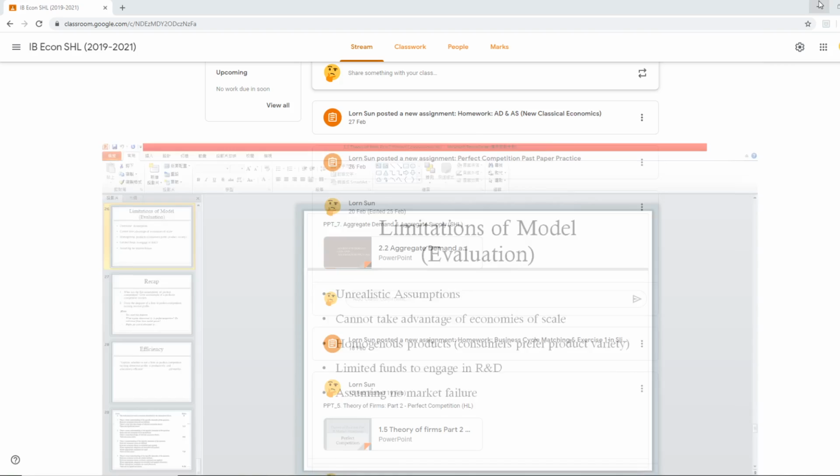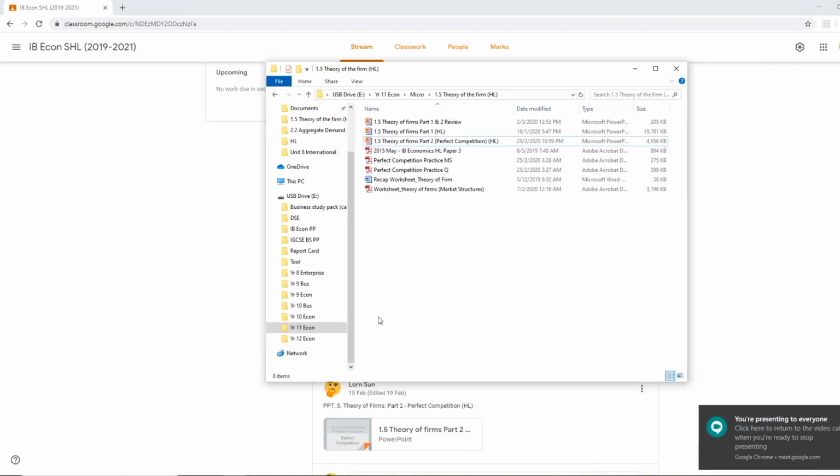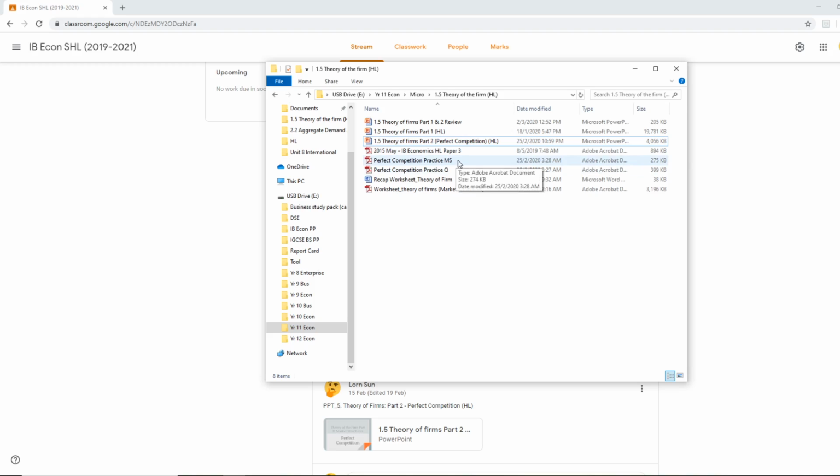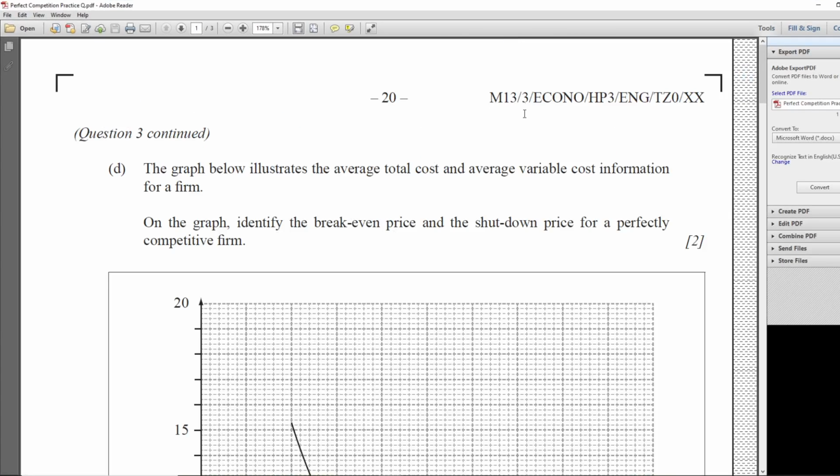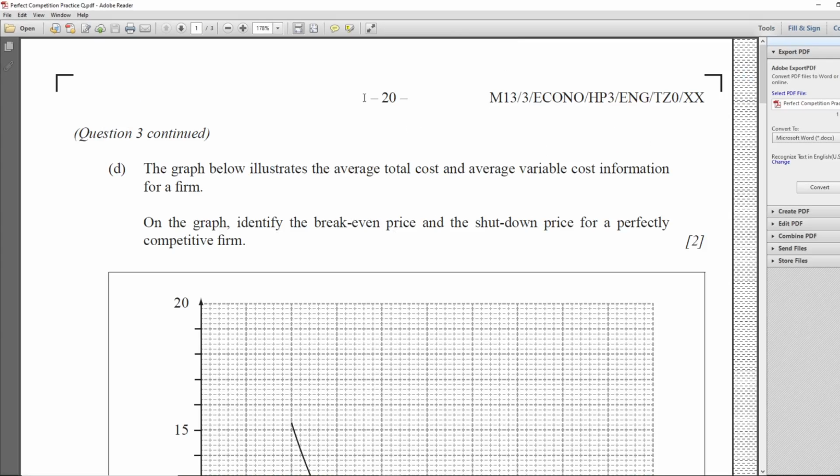Right, so now let's go through your homework. Hopefully you have finished your homework. It's still today, but well, yeah. So let's check the answer, because it's just a very small homework. Let's open your homework answer. So this is the homework, just an extract of your past paper.